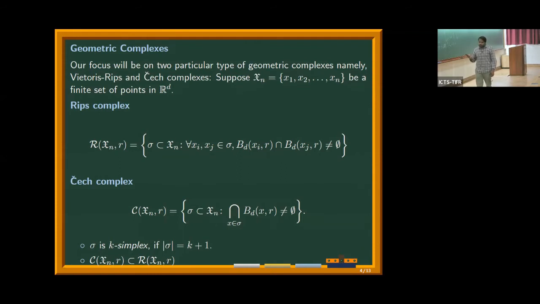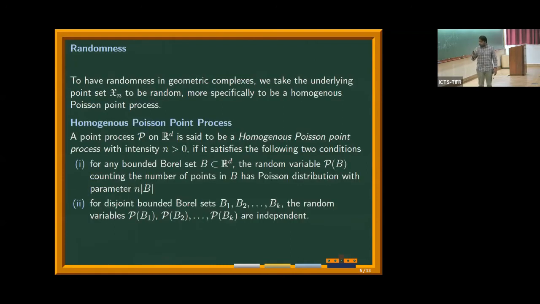Now, these geometric complexes are not random. To make them random, we take this finite point set to be random. So how will we do that? In our setting, we will use a homogeneous Poisson point process.